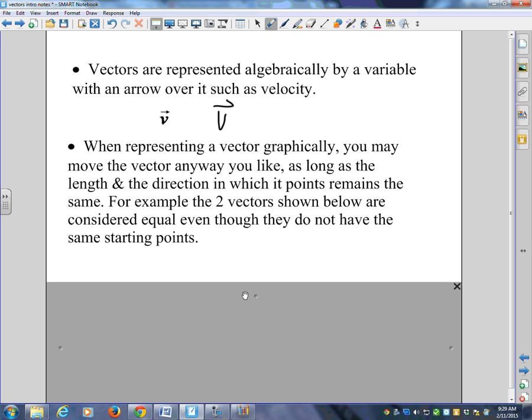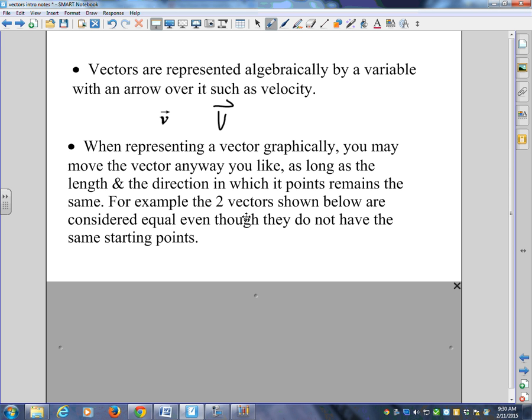Okay. Again, don't need to write this down. You just need to listen and say, okay, yeah, that makes sense. When representing a vector graphically, in other words, when you're drawing them, you may move the vector any way you like as long as the length and the direction which it points remains the same. Those two things must remain the same.